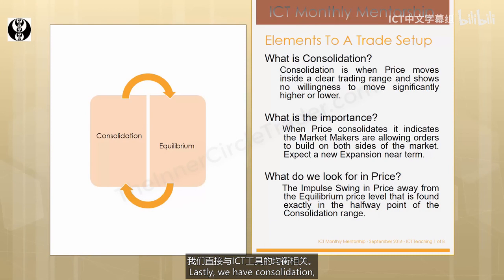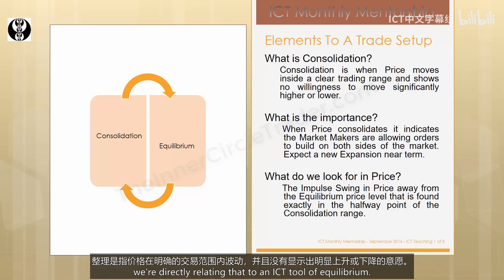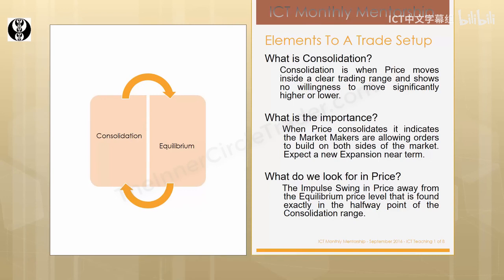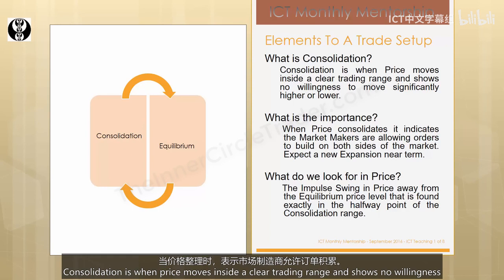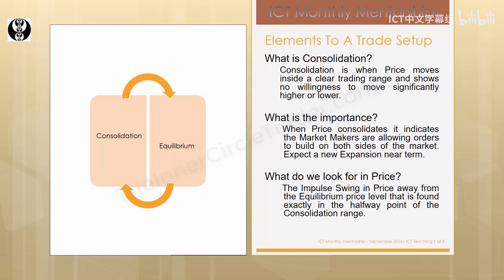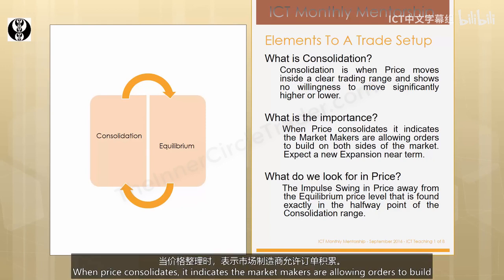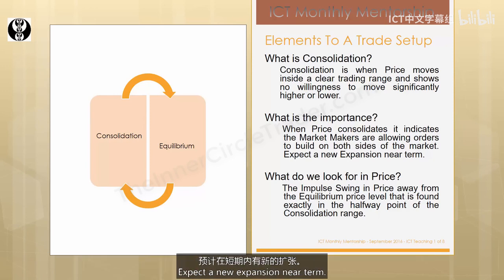And lastly, we have consolidation. And when we're referring to consolidation, we're directly relating that to an ICT tool of equilibrium. What is consolidation? Consolidation is when price moves inside a clear trading range and shows no willingness to move significantly higher or lower. Now, what's the importance? When price consolidates, it indicates the market makers are allowing orders to build on both sides of the market. Expect a new expansion near term.